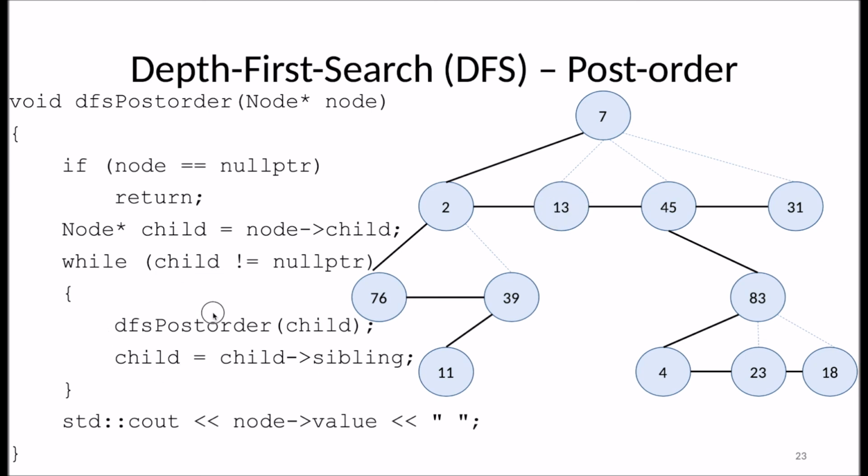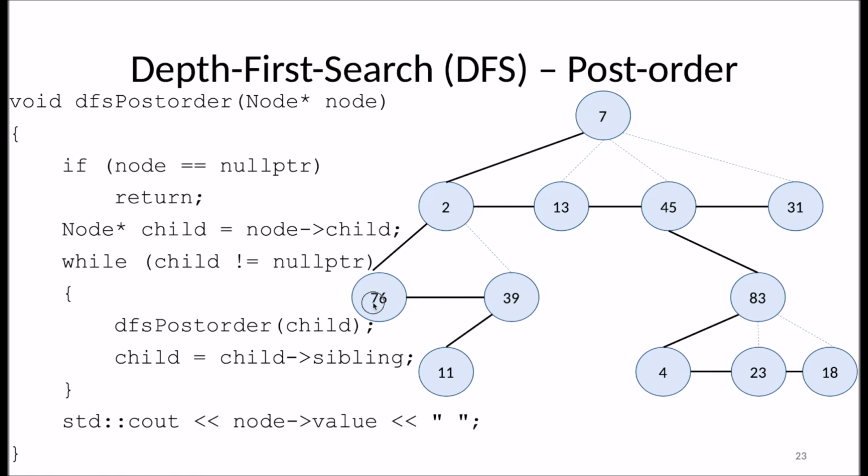13 is not null. I call depth first search post order with 13. Then 13, first child is null. I skip it and I output 13. So this is essentially you have to trace down the recursive function calls to keep track of the stack. But this is exactly what it does.